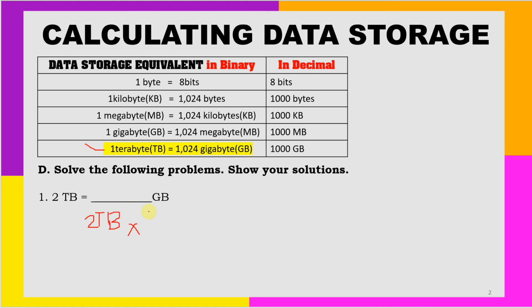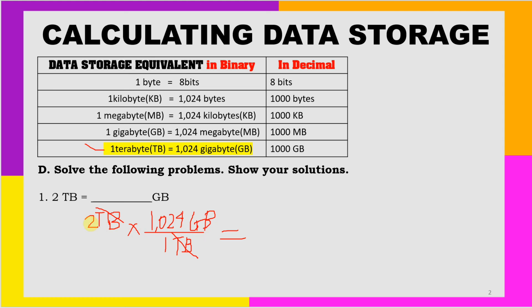So here you can multiply with the equivalent. You just make sure terabyte is at the bottom, so that you can cancel the terabyte. So the equivalent is 1 terabyte. You write the equivalent of 1 terabyte is 1,024 gigabytes. Okay, so meaning you just multiply the given with the equivalents, and you make sure that the unit of measurement given is the same unit you put at the denominator, so that you can cancel.